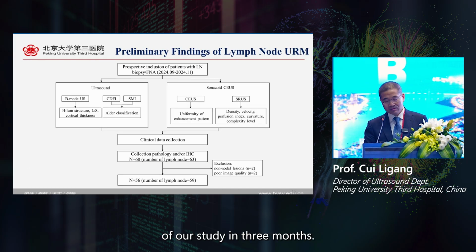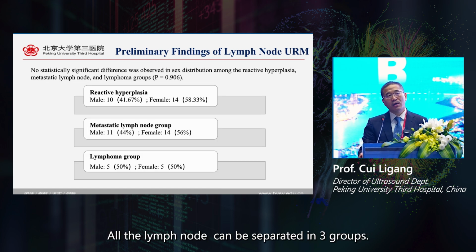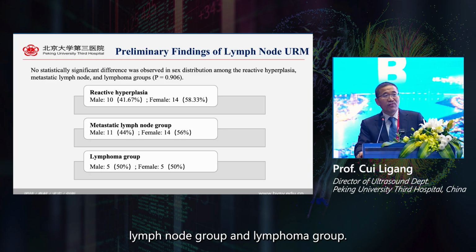Here is a chart of our study. In 3 months, we did URM for 46 patients with 49 enlarged lymph nodes. All the lymph nodes can be separated into 3 groups: a reactive hyperplasia group, a metastatic lymph node group, and a lymphoma group.